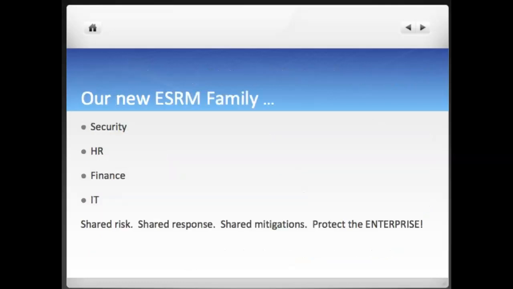So now we're looking at our ESRM family again. We've determined that security obviously has a place in an enterprise security risk management model, right? As the subject matter expert, HR, we have shared risks, we have some shared mitigations, and they have some unique risks which we as subject matter experts can suggest ways to mitigate.